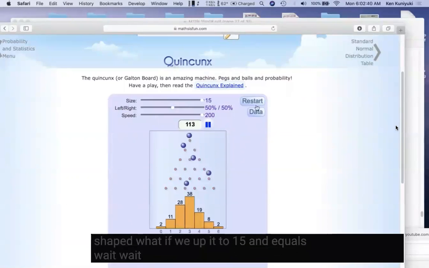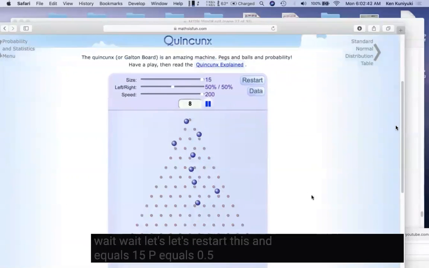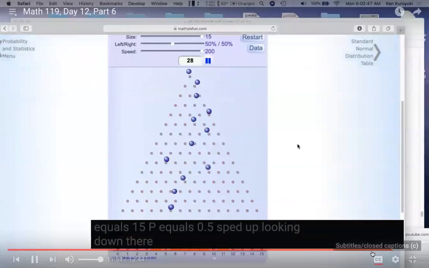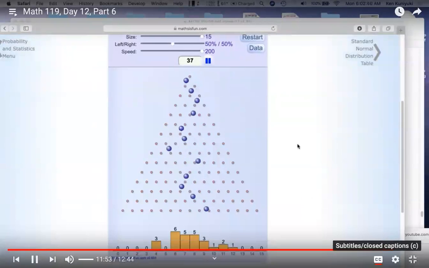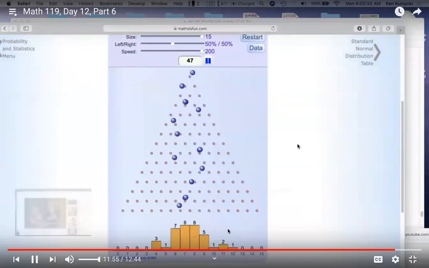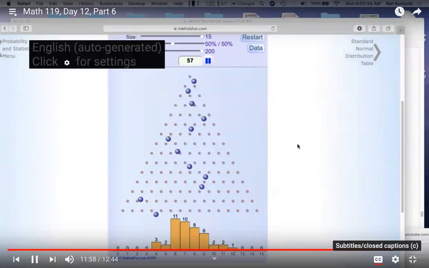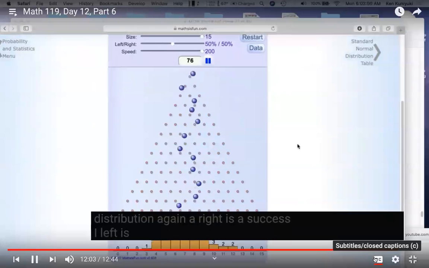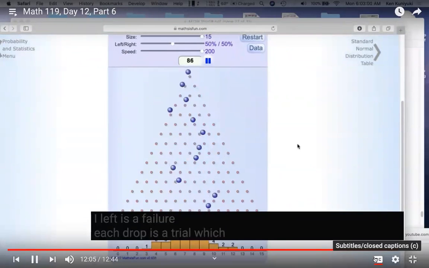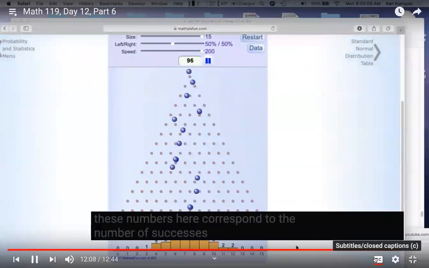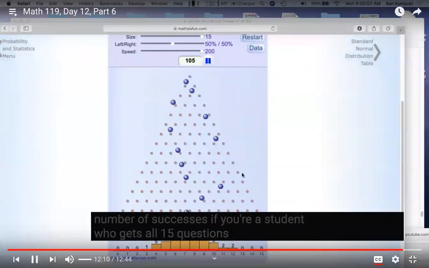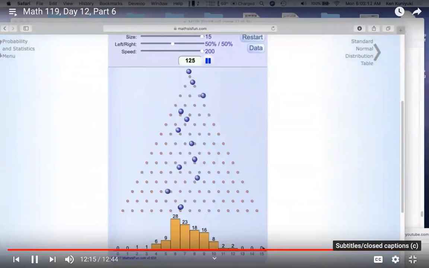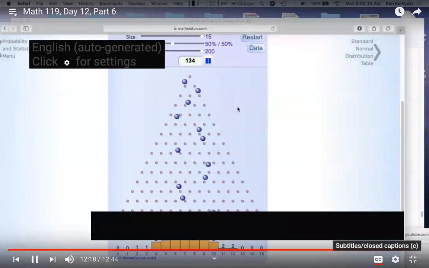n equals, let's restart this. n equals 15, p equals 0.5. Binomial distribution. Again, a right is a success, a left is a failure. Each drop is a trial, which means that these numbers here correspond to the number of successes. If you're a student who gets all 15 questions correct on a true-false exam, for example, then you'd be in this bin over here. Not very likely, though. And again, it looks more and more bell-shaped.